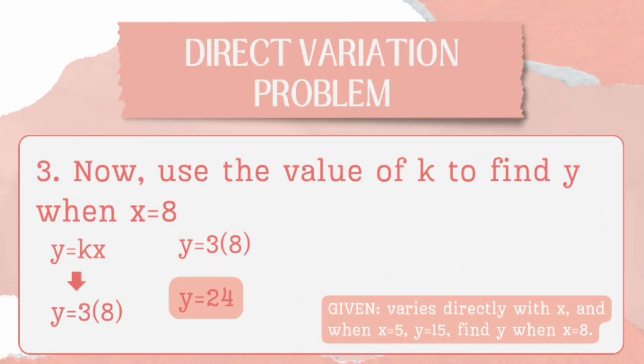Number 3. Now, use the value of k to find y when x equals 8. y equals kx turns into y equals 3 times 8. 3 times 8 is 24. So, our y is 24.